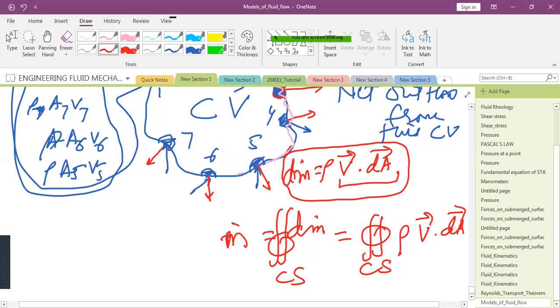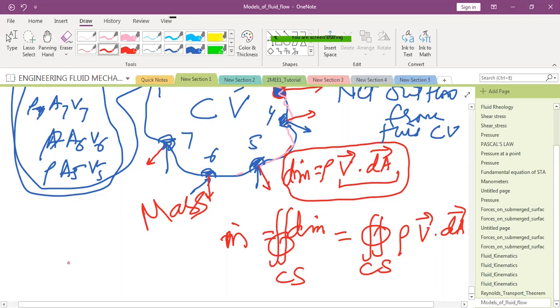Any doubt? Any doubts to anyone? Who has asked this question? Sir, clear, sir. Okay. Now this was for mass. For mass, this was mass entering, mass exiting.